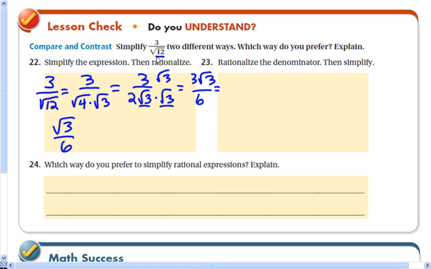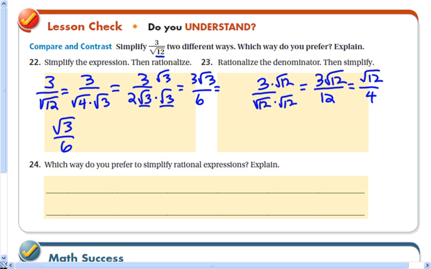And the second way, it says rationalize the denominator, then simplify. So do this first, multiply numerator and denominator by the square root of 12. So we get that. Now we can simplify it. 3/12 is the same as 1/4. So we could do that.